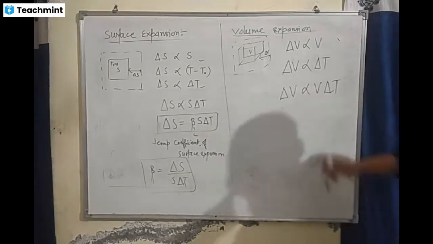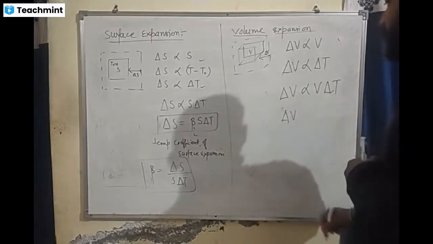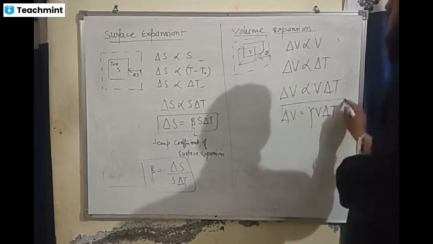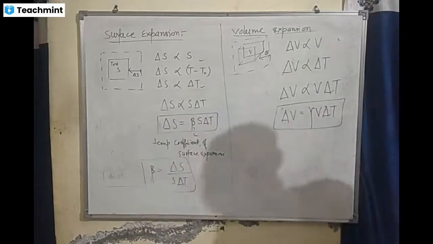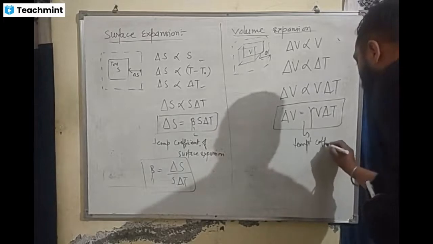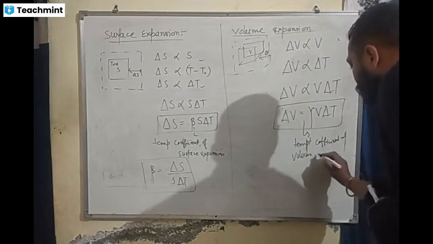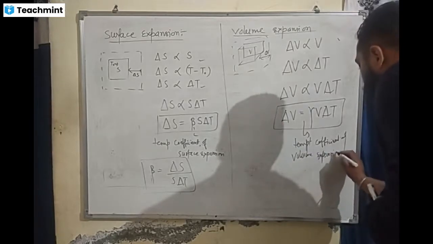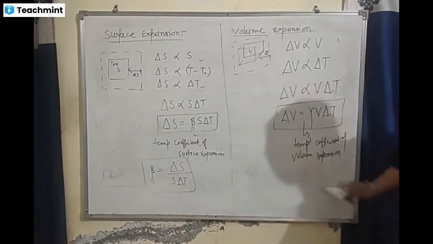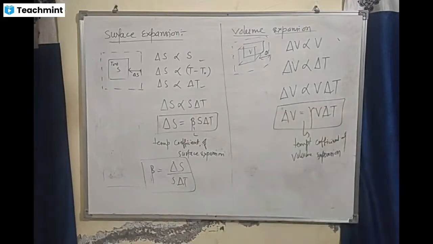Now again, you have to remove the proportionality sign and add a constant. So delta V equals gamma V into delta T. This is the relation for volume expansion. Here this coefficient is known as the temperature coefficient of volume expansion. The surface expansion coefficient is denoted by beta, while the temperature coefficient of volume expansion is denoted by gamma.